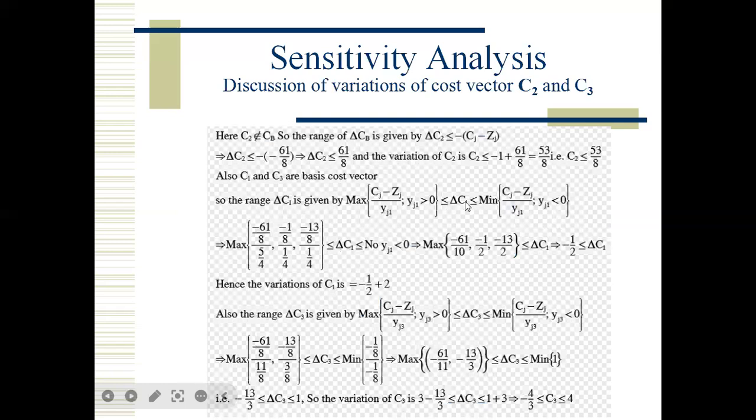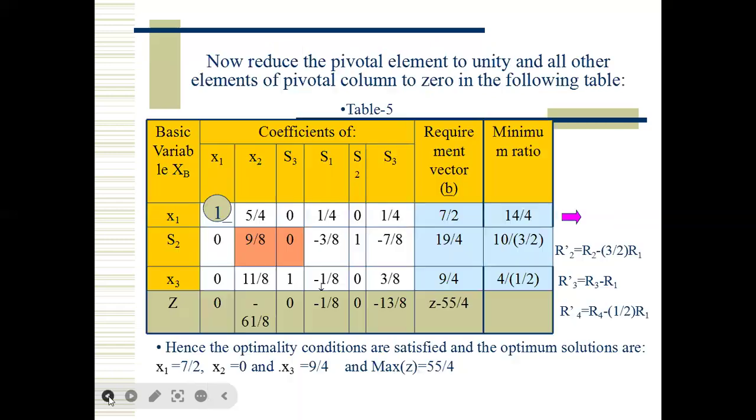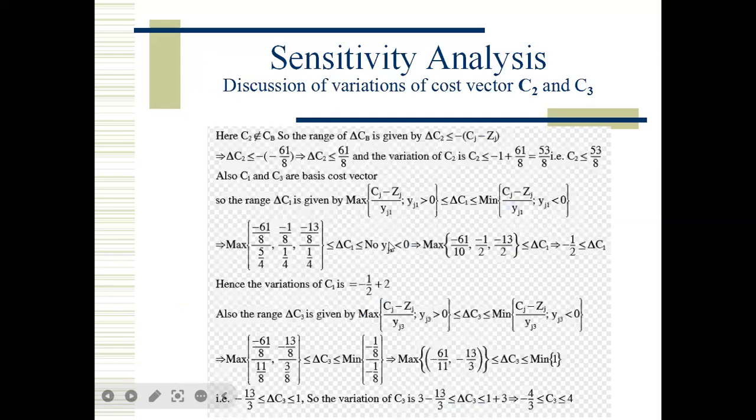So for the variation del C1, there are no values less than 0 in the first row. Again we observe there is no negative value, so no decision variable is negative in the first row, and we did not get any Y z1 value less than 0. This way the maximum values are minus 61 by 10, minus 1 by 2, and minus, and this maximum value is minus half.